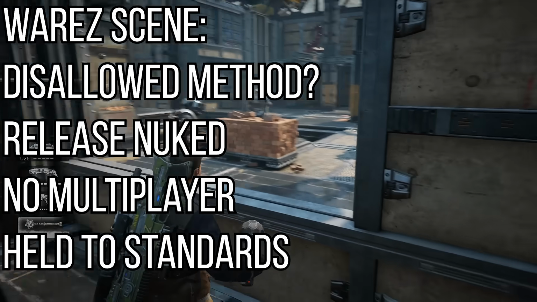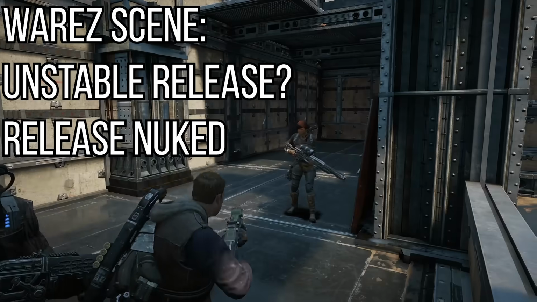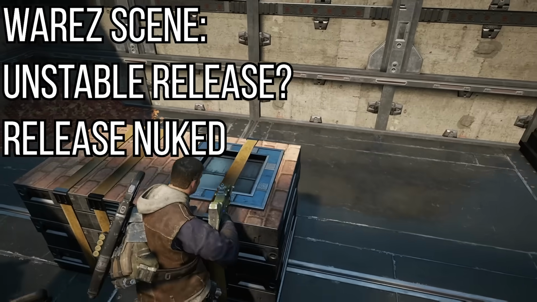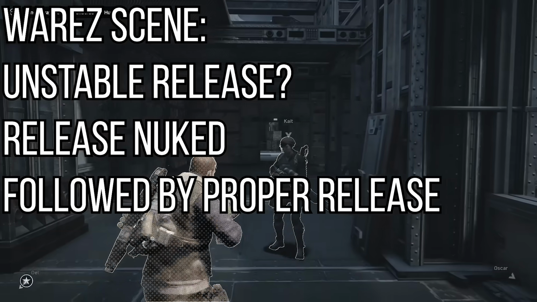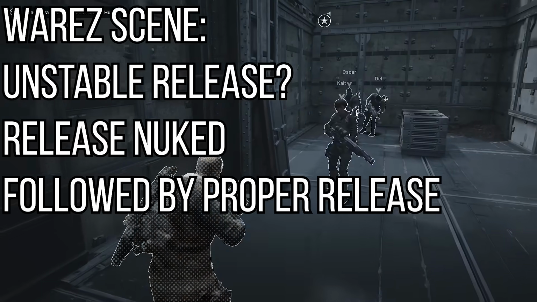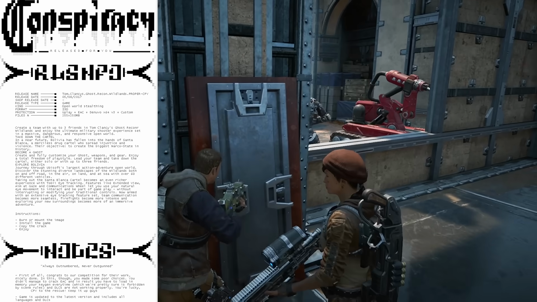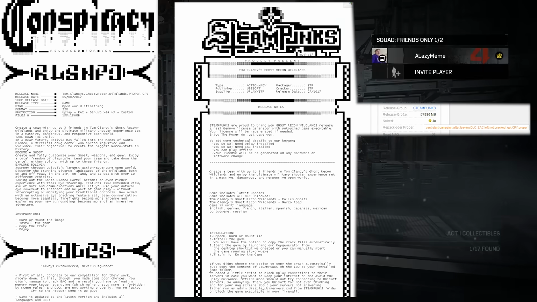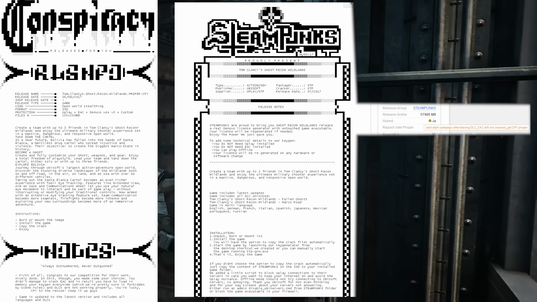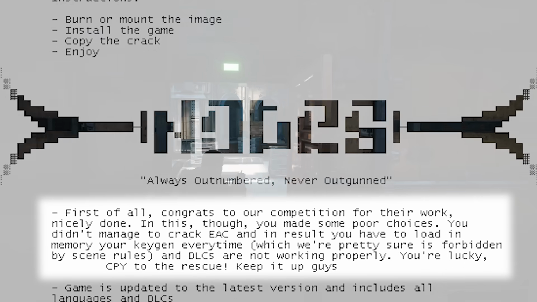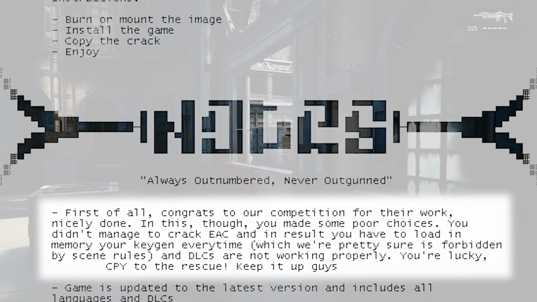If proper procedures are followed but the crack is still reported to be unstable on certain systems, the release is nuked either by the crack makers or the scene groups. This is often followed by a proper crack that fixes the issues that plague the nuked release. This is what happened when Conspiracy released a proper crack for Ghost Recon Wildlands, and in doing so nuked Steampunks' earlier crack for instability. Note how Conspiracy chides Steampunks for using a method forbidden by scene rules, blaming this for Steampunks' unstable crack.